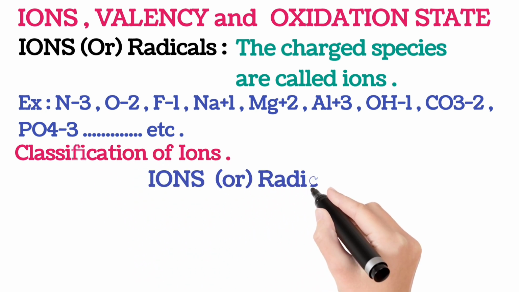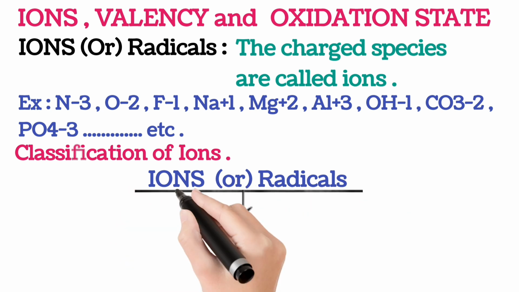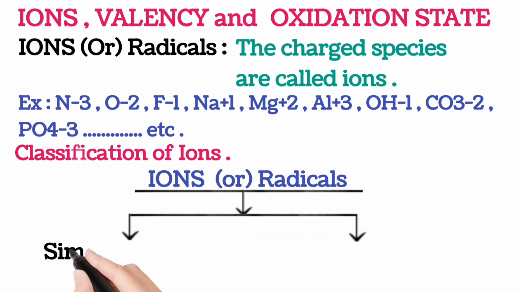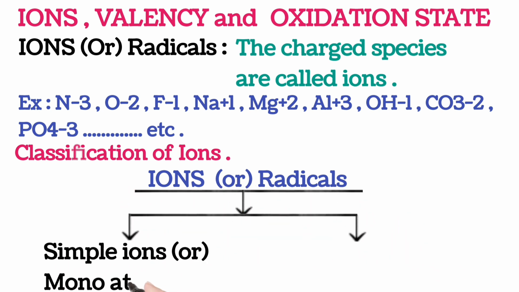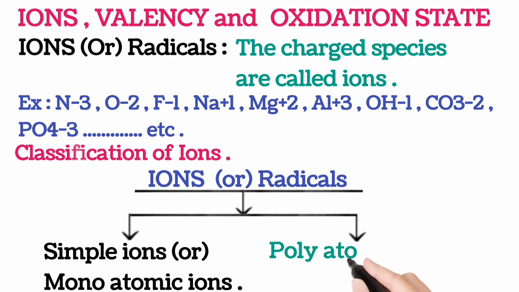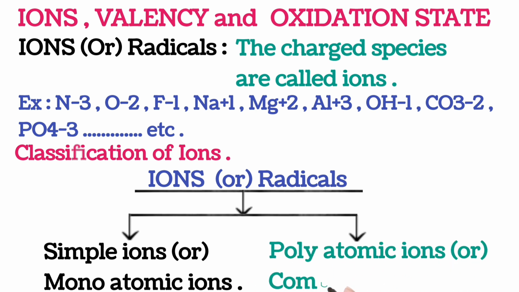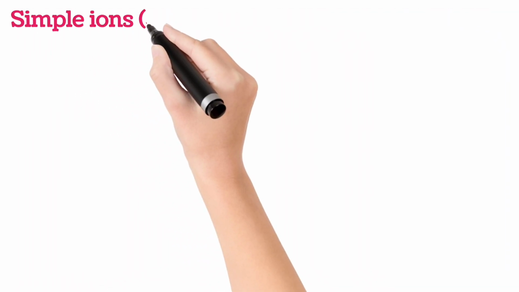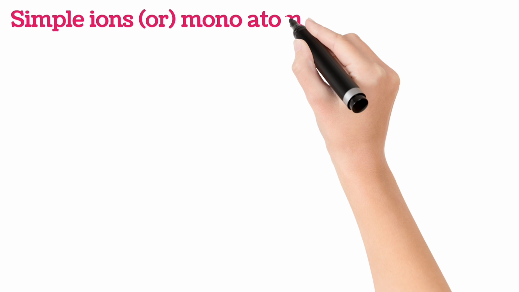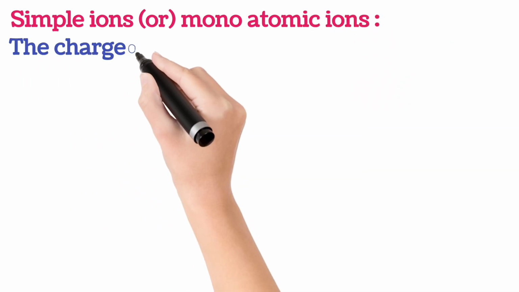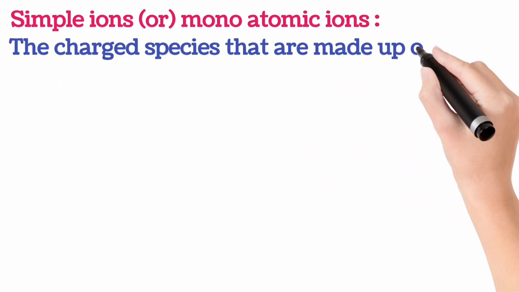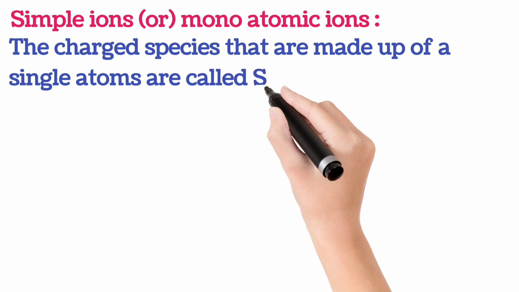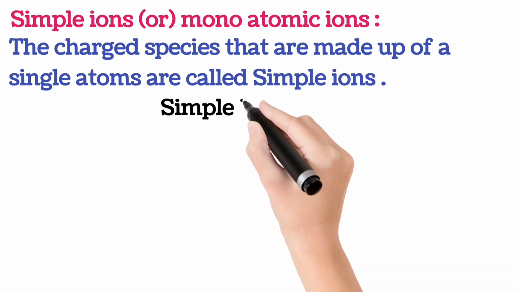Ions are classified into two types. The first one is simple ions, or monoatomic ions, and the second one is polyatomic ions, or compound ions. First, let me discuss simple ions or monoatomic ions. What are simple ions? The charged species that are made up of a single atom are called simple ions.